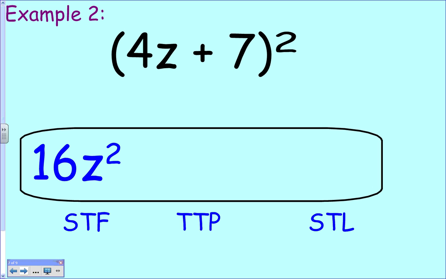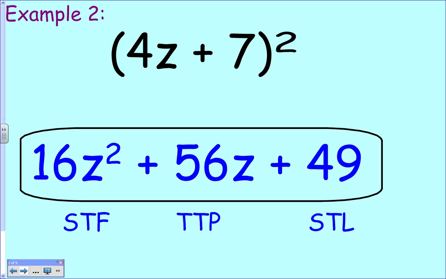When you multiply 4z and 7 together, that's the product of the 2 terms, you get 28z. When you double or twice the product, you get 56z. And then the third step, when you square the last, plus 7, you get plus 49. 16z squared plus 56z plus 49 is a perfect square trinomial.